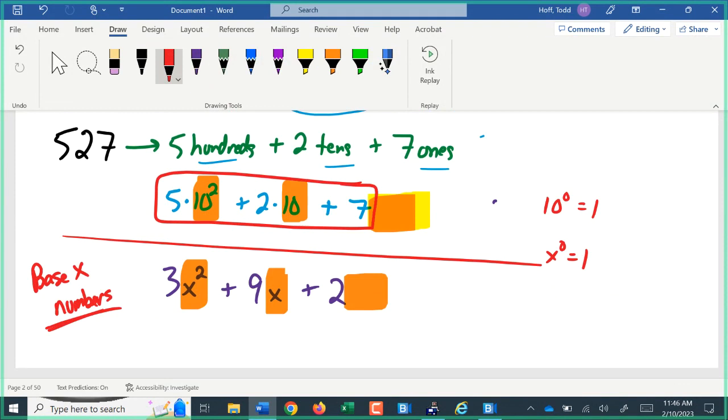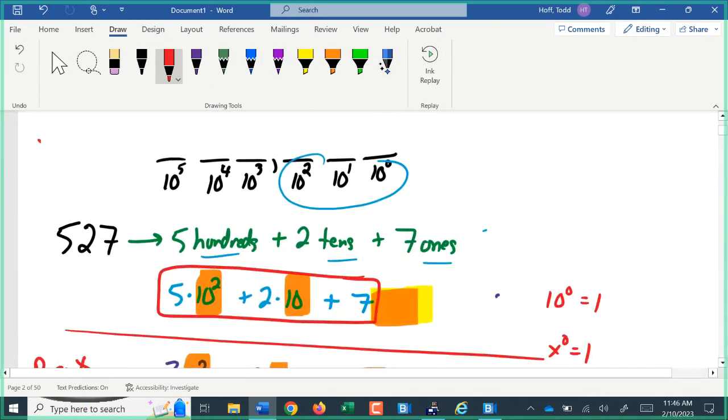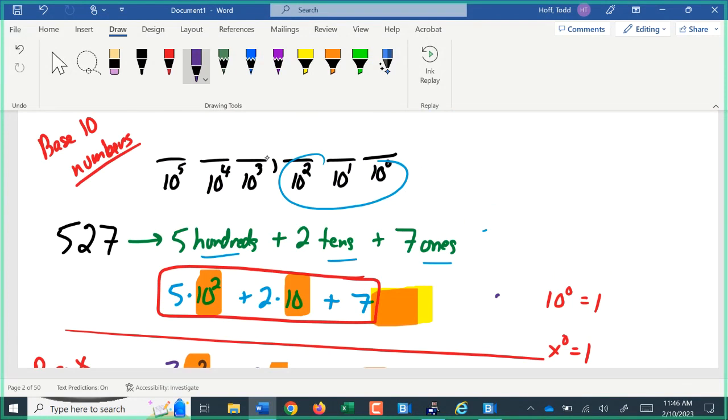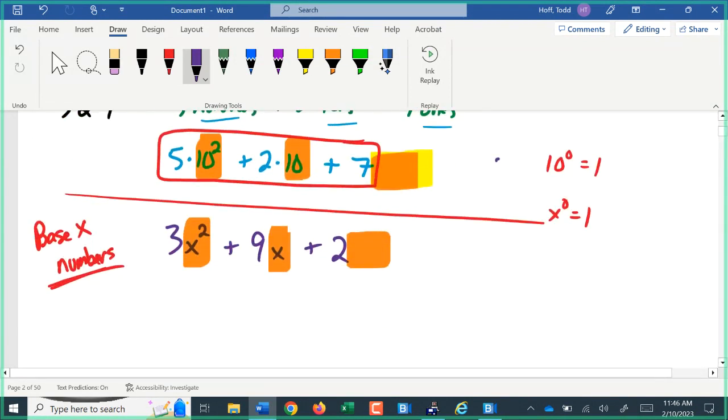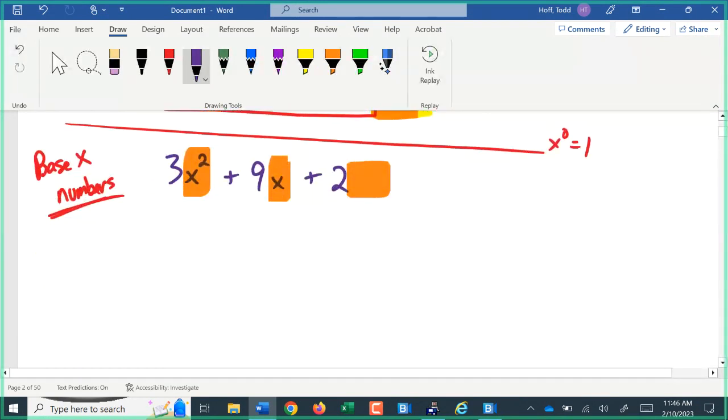Our number system was called a base 10 number system because the place values were exponents with bases of 10, 10 to the power of. Our algebraic numbers, base x numbers, because the place values are exponents with bases of x. It's x to the power of 2, or just x to the 1, and on down the line. So there are a lot of similarities between our algebraic numbers, or what you typically call polynomials, and our integers that we work with.